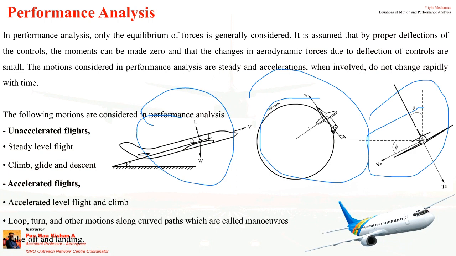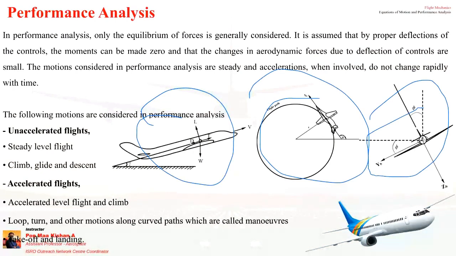What we are going to calculate in the performance analysis, we are dividing into two: unaccelerated level flight as well as accelerated flight. Unaccelerated means the velocity will be constant. Make it clear that the velocity will be constant and there is no acceleration. Accelerated flight means the acceleration will be changing and the velocity will be correspondingly changing.